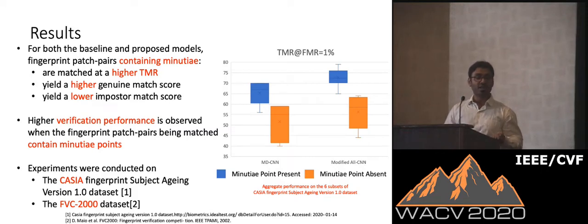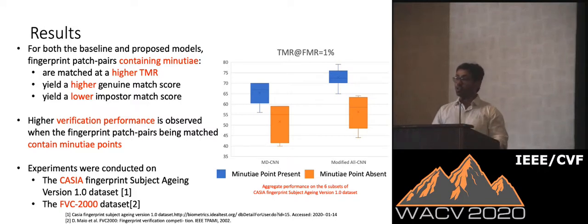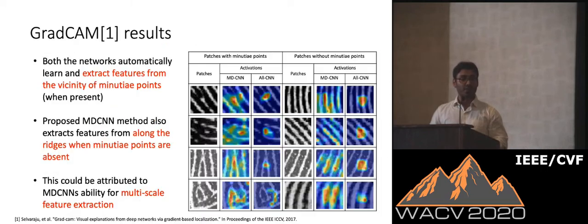We use CASIA and FVC 2000 datasets for our experiments. We also perform GradCam analysis of our method, which is to localize and find out where the network is actually looking when it's trying to extract the features. And it turns out both the networks extract features from the vicinity of minutia points whenever they are present. Additionally, the proposed method also extracts features along the ridges whenever there are no minutia points there. This could be attributed to its ability for multi-scale feature extraction.